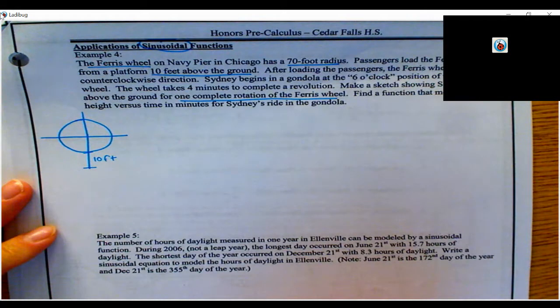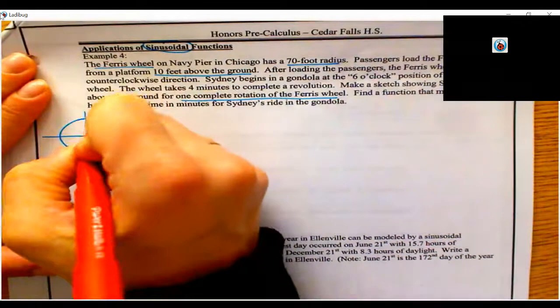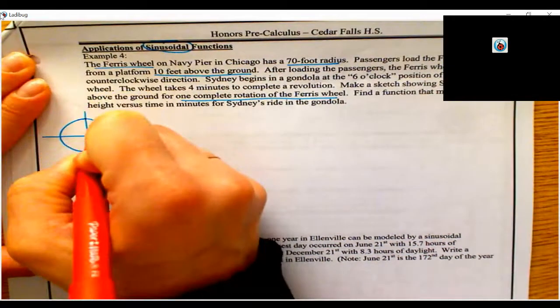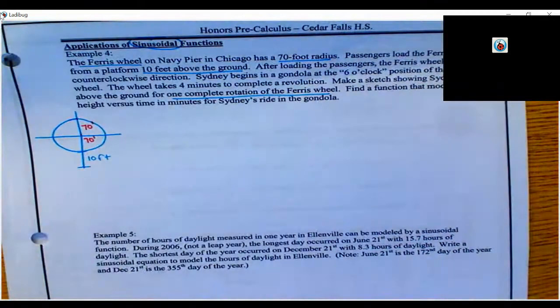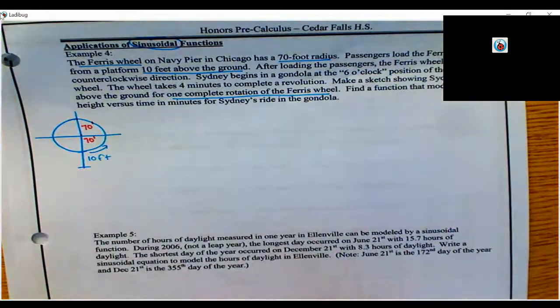Logan, what's one other thing you know? The radius is 70 feet. So remember, radius for a circle is from the center to the outside. So from here to here is 70 feet, and from here to here is 70 feet. That's the radius. The fact that it's going counterclockwise isn't that important. I suppose you can note that, but it's going that direction. And it takes 4 minutes to complete a revolution. So all the way around takes 4 minutes.